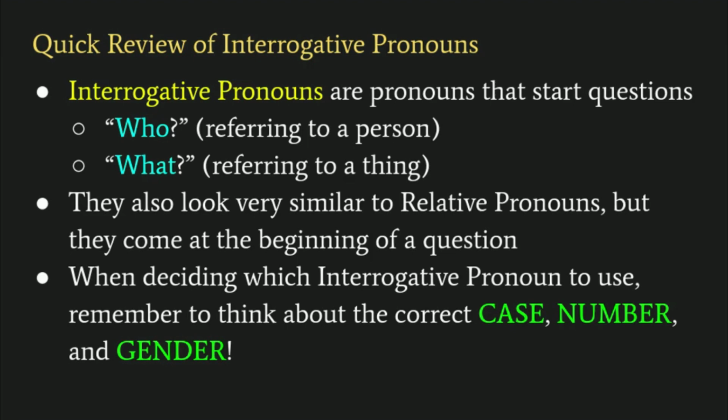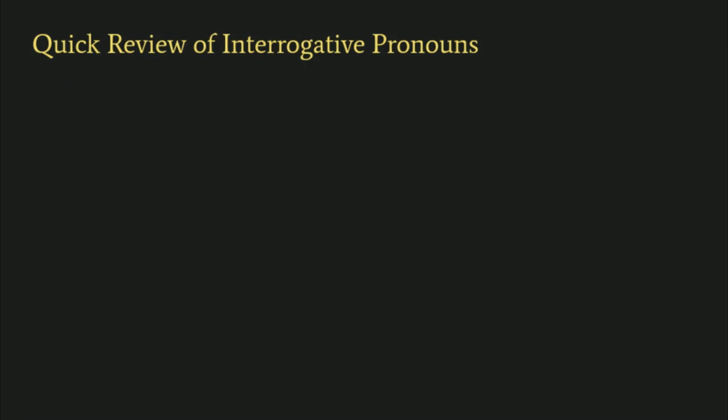The one thing you want to think about when you're deciding what interrogative pronoun to use, think about the case, number, and gender. So in other words, if I'm referring to, say, a girl and I'm saying, whose is this, right? If I know I'm talking to a group of girls, I would use the feminine gender. If it's a group of boys, I'd use the masculine gender. So you want to make sure that you've got that case, number, and gender element down too. But otherwise, they're pretty straightforward, right?